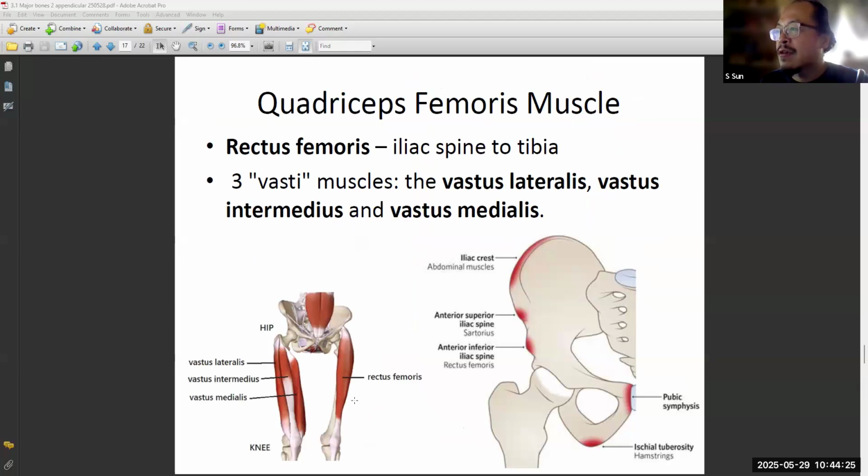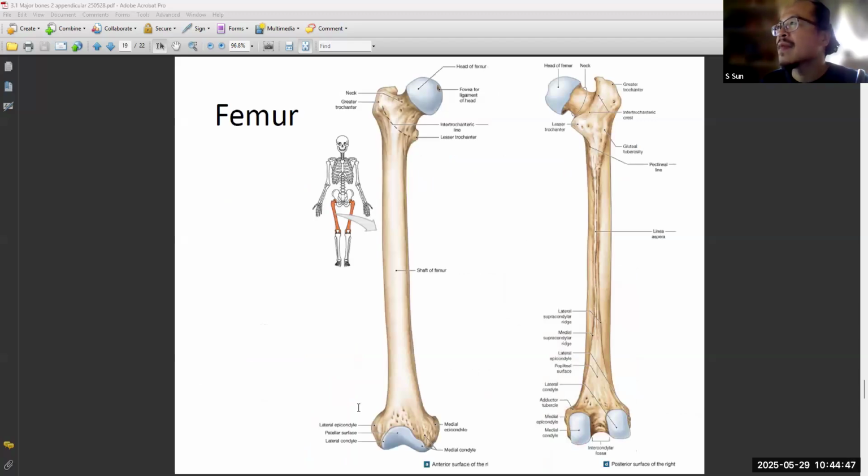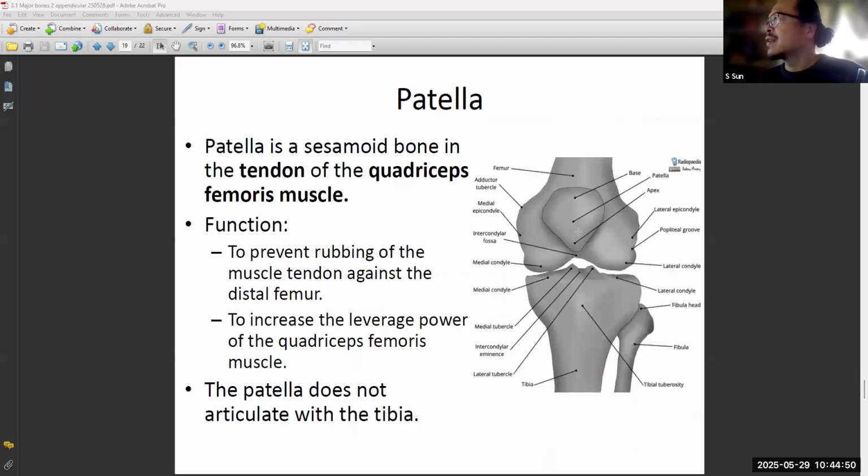You have the rectus femoris. You also have the vastus intermedius, and they all merge here. They will go through the patella and anchor on the tibia. So here is the patella bone. You have a base. You have the apex, the femur bone, and then the medial epicondyle that we mentioned earlier, the lateral epicondyle, and some other smaller structures.